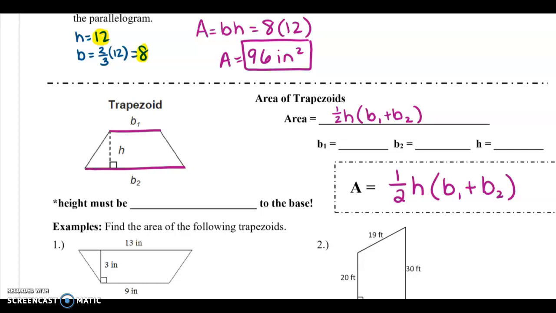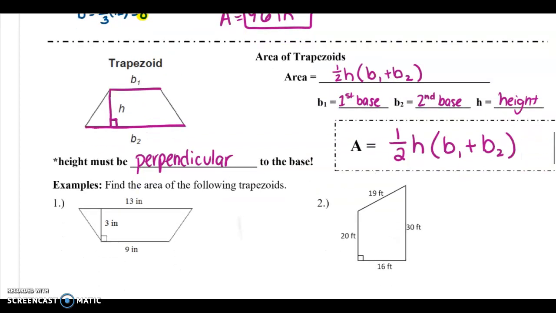What you do is you add those together, multiply by the height, which remember you're always going to see the 90 degrees with the height, and then multiply by 1/2. So base 1 is the first base. Base 2 is your second base. And H, once again, is your height. And you have to make sure to be perpendicular.